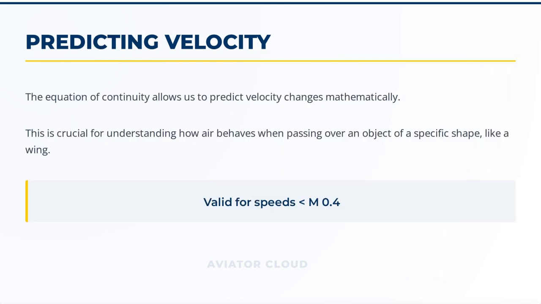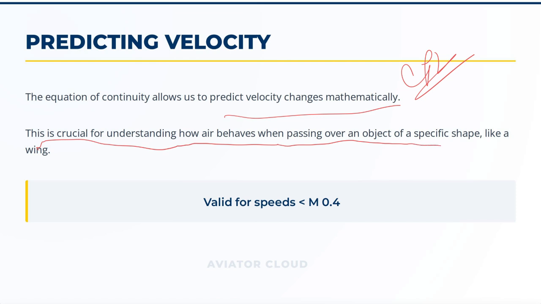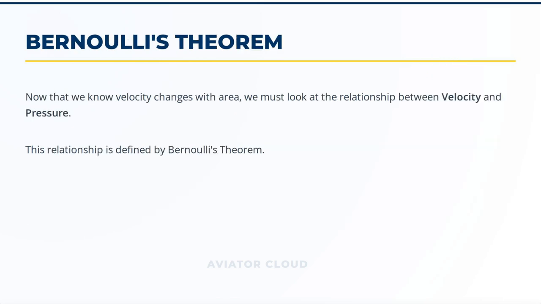Now, predicting velocity. The equation of continuity allows us to predict velocity changes mathematically. I will just show you quickly. We don't need to do this for our CPL studies, just for your understanding. It is crucial to understand how air behaves when passing over an object of a specific shape like a wing, valid for speed less than 0.4 Mach.